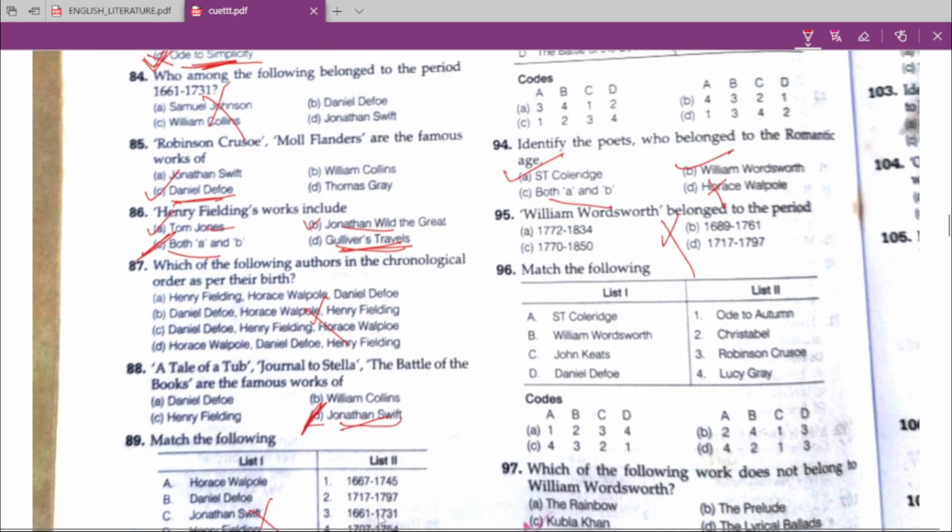Next question. Match the following: Samuel Taylor Coleridge, Wordsworth, Keats, Defoe. Samuel Taylor Coleridge is related to Christabel. William Wordsworth's Lucy Gray. John Keats' Ode to Autumn, and Daniel Defoe, that is Robinson Crusoe. Robinson Crusoe was written by Defoe. John Keats has written Ode to Autumn. Christabel was written by Coleridge, and William Wordsworth has written the Lucy poem, Lucy Gray.